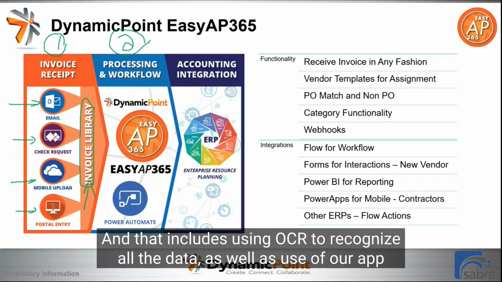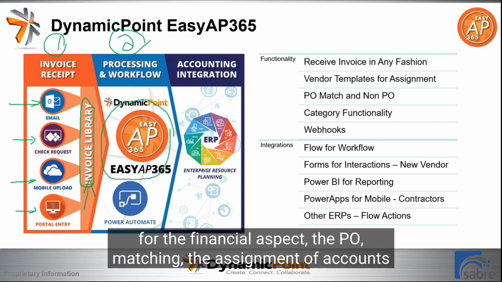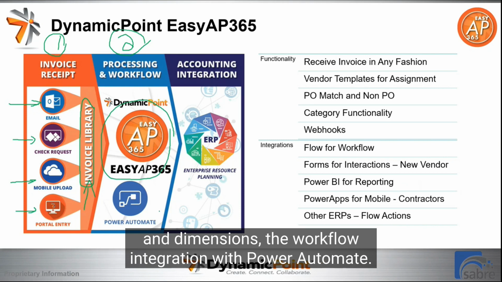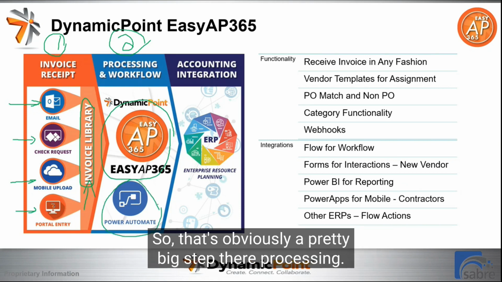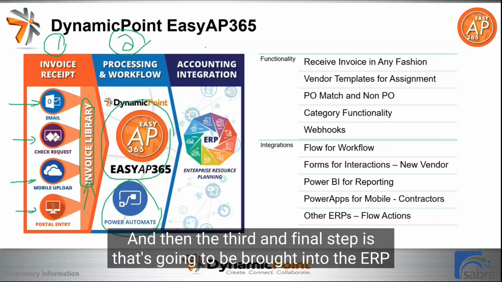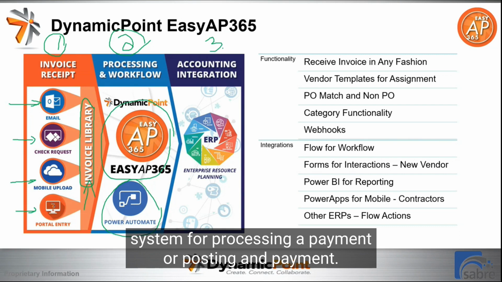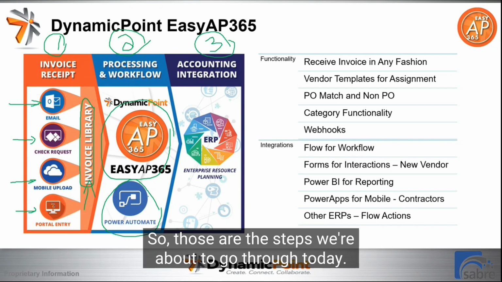And that includes using OCR to recognize all of the data, as well as use of our app for the financial aspect: the PO matching, the assignment of accounts and dimensions, and the workflow integration with Power Automate. So that's obviously a pretty big step there, processing. And then the third and final step is that it's going to be brought into the ERP system for processing and payment, or posting and payment. So those are the steps we're about to go through today.